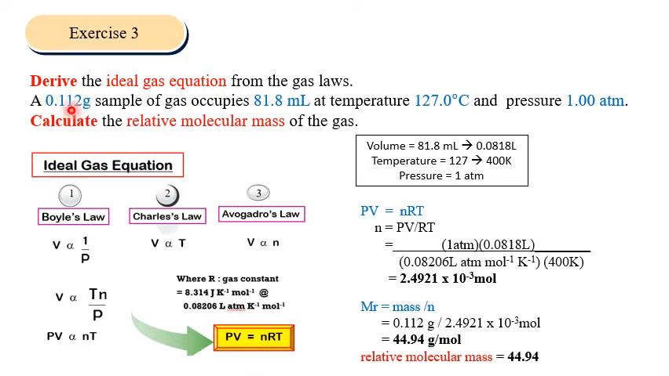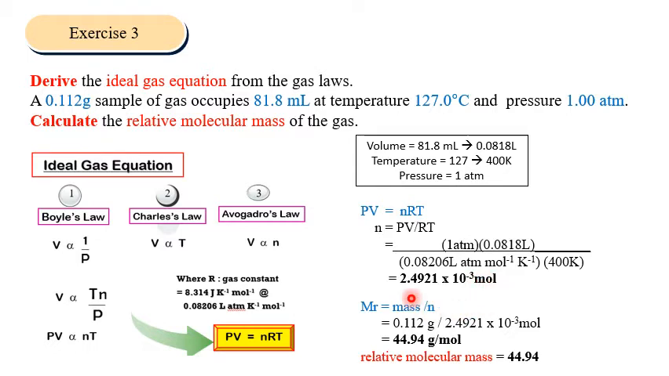Part 2 of this question: a 0.112 gram sample occupied this volume at this temperature and 1 atm pressure. First of all, we must interpret the information given by the question. Volume must change to liters, temperature must change to Kelvin by adding 273, and pressure is 1 atm. If we want to find the relative molecular mass, we need to find the number of moles first, because molar mass equals mass over n. So n equals PV over RT; substitute all the values and we get 2.4921 times 10 to the power of -3 mole of this sample.